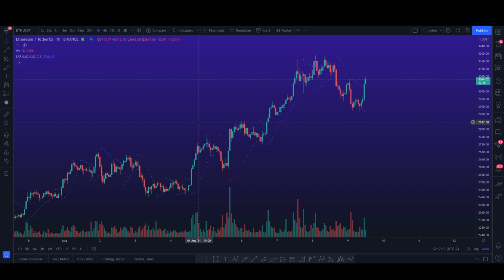The Parabolic SAR indicator appears on a chart as a series of dots that you can see here on the upper part and the lower part of a candle, either above or below an asset's price, depending on the direction the price is moving. So a dot is placed below the price when it is trending upward, and above the price when it is trending downward.